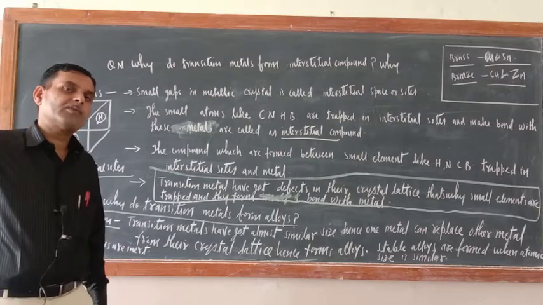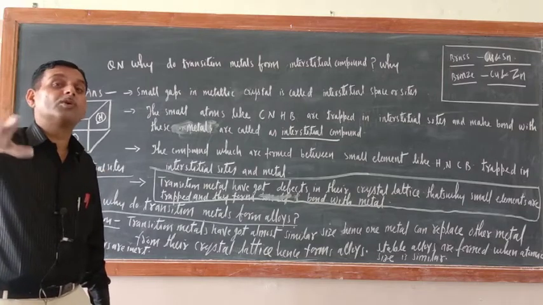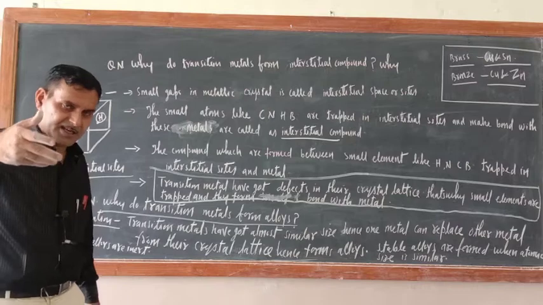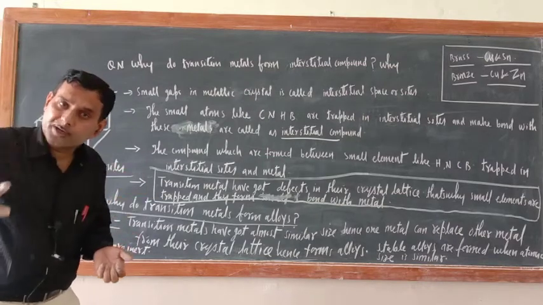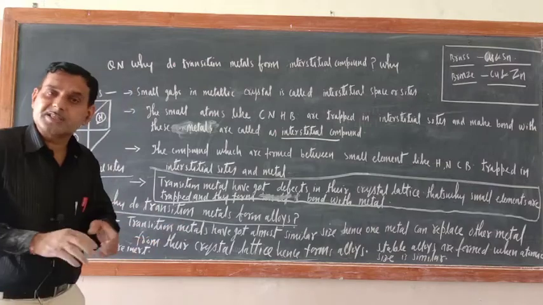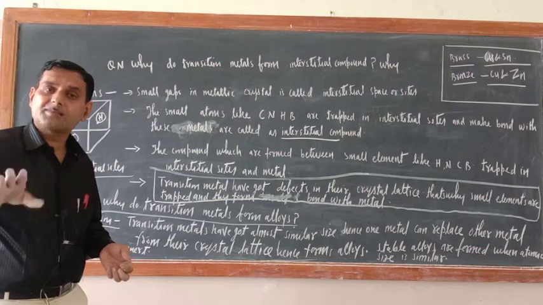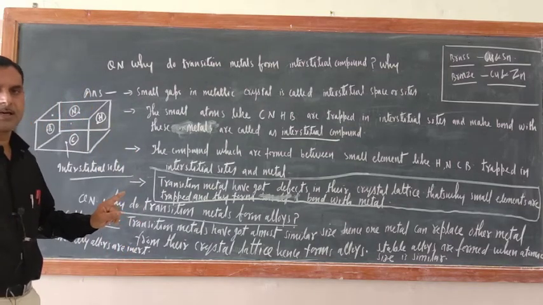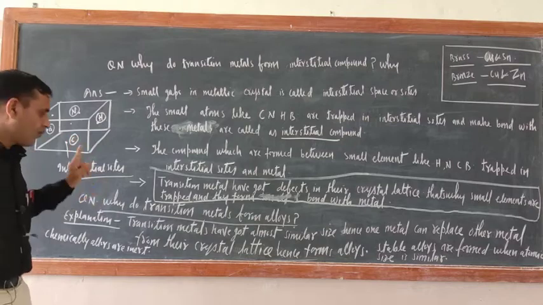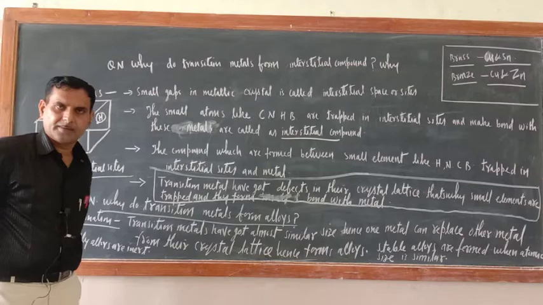So if more than one metal is there, they are present in a homogeneous state, meaning in the same state, and they are equally distributed throughout the available volume. It doesn't mean that in one place one metal is more, and in another place another metal is more. Now the question is: why do transition metals form alloys?